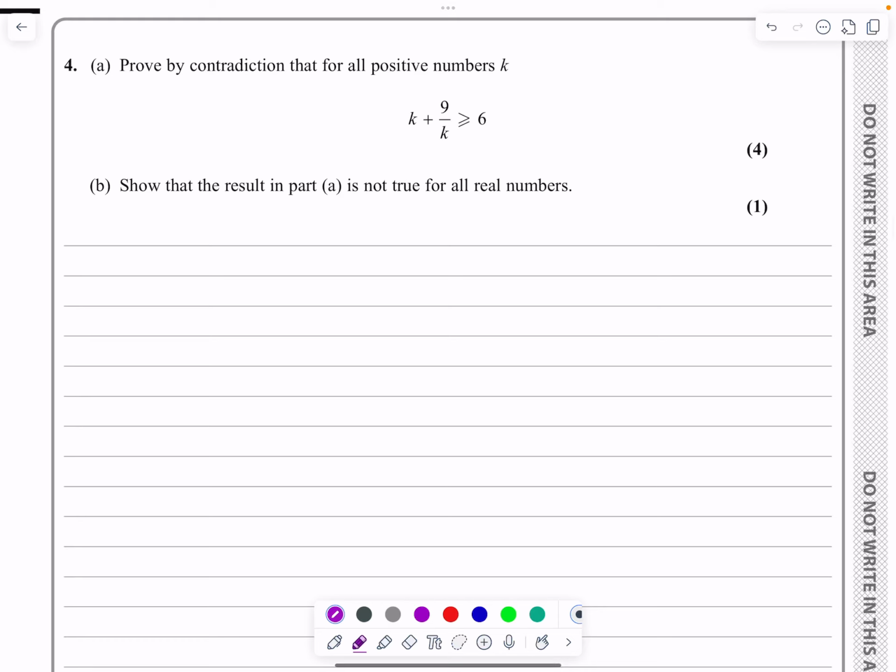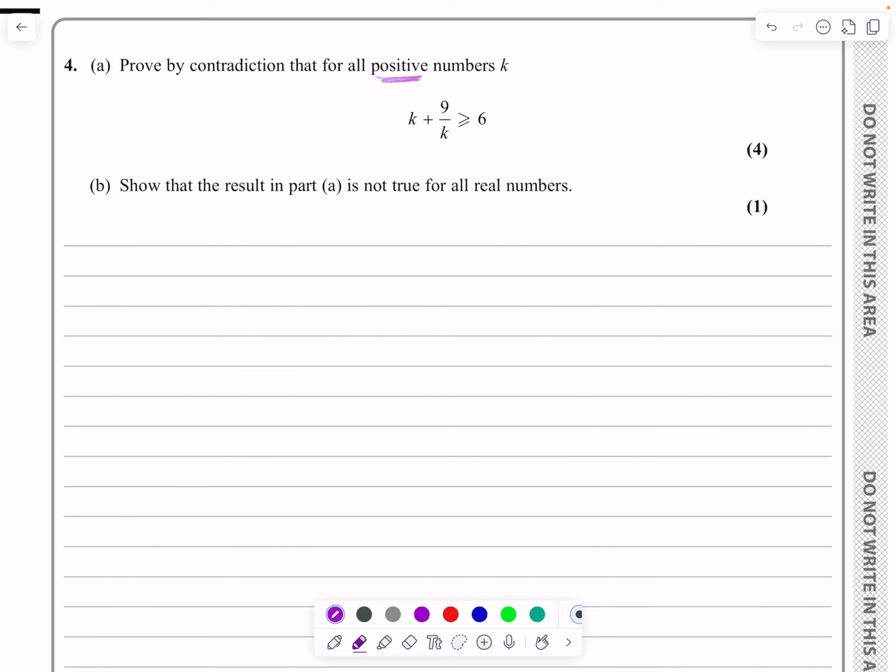Okay, this is the P4 paper from October 2023. It's question number 4, and this is a proof by contradiction question. We're trying to prove that for positive numbers, we'll come back to that in a second, that for positive numbers, k plus 9 over k is greater than or equal to 6.